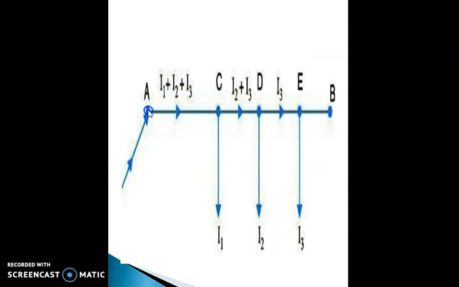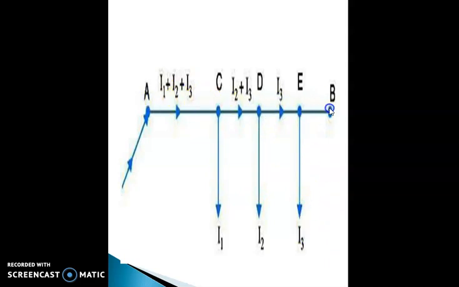This is the feeder, and the feeder is fed at point A, so the arrow mark is there. Suppose the current passes through the loads at point C, then at point D and at point E. At point C, the load current is I1, at point D, the load current is I2, and at point E, the load current is I3. So the current at the feeding end is I1 plus I2 plus I3. At point C, the current is I2 plus I3 because I1 has been taken. Then at point D, I2 is taken, so only I3 goes through to the load terminal, load current I3 at point E.